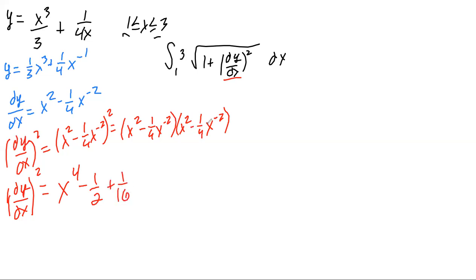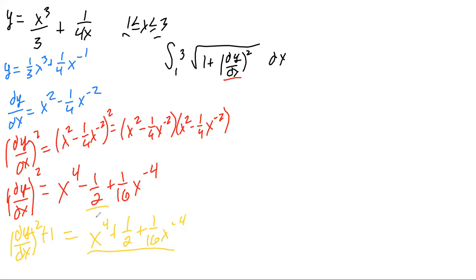x to the negative second times x to the negative second, add those exponents, and we get x to the negative fourth. Now, that's got us up to this point. We really want to add 1 to this. So if we add 1 to dy/dx squared, all we're doing is adding that, which makes that a positive 1/2. So x to the fourth plus 1/2 plus 1/16 x to the negative fourth.